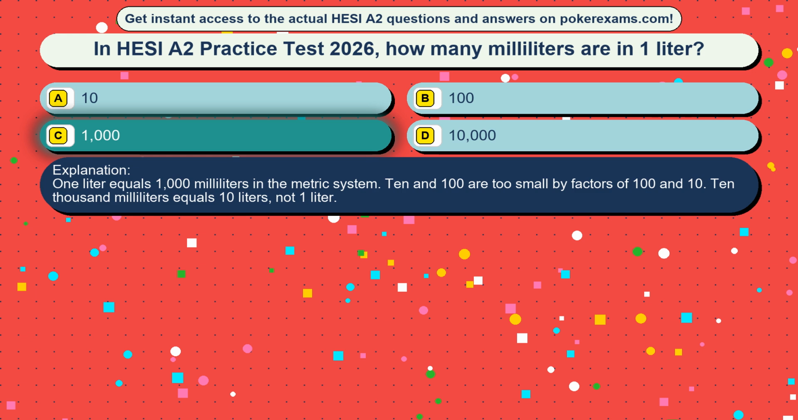1 liter equals 1000 milliliters in the metric system. 10 and 100 are too small by factors of 10. 10,000 milliliters equals 10 liters, not 1 liter.